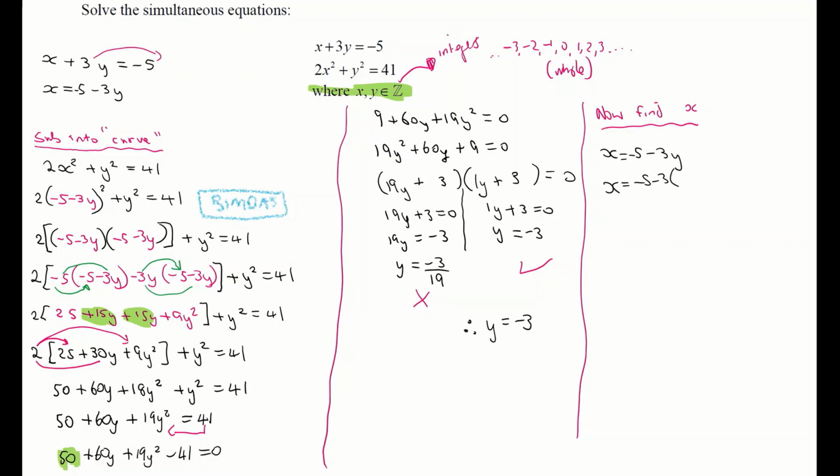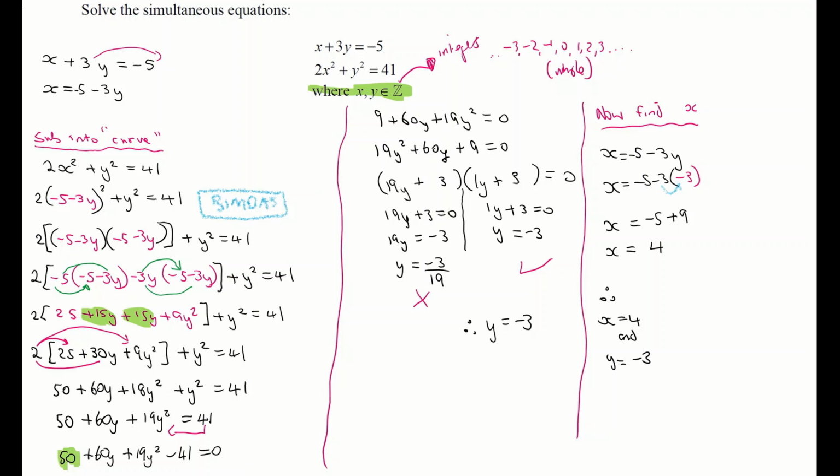So I'm subbing in my answer for y, which is minus 3. So it's minus 3 multiplied by minus 3 here, really, is what it's asking us to do. So x is equal to minus 5 minus 3 by minus 3 is a positive 9. Minus by minus gives me plus. So x is equal to positive 4. And that's it. So therefore, my answers are x is equal to 4 and y is equal to minus 3.